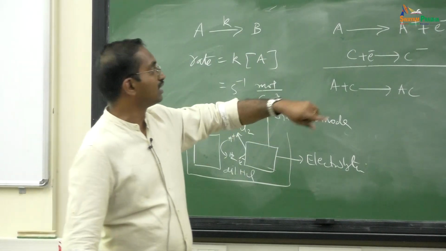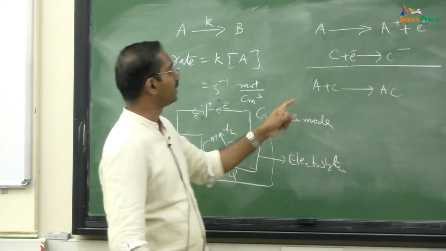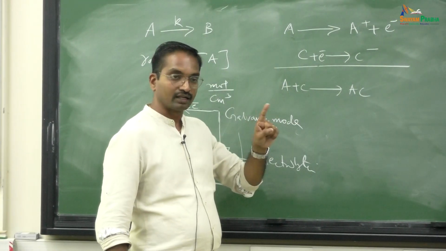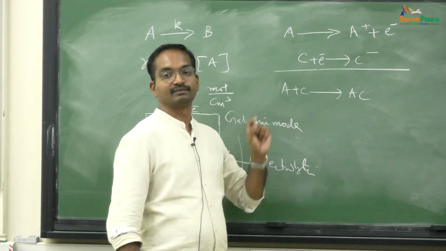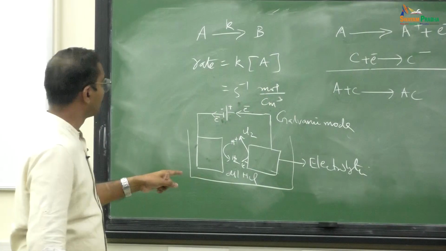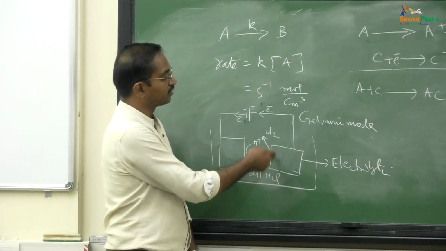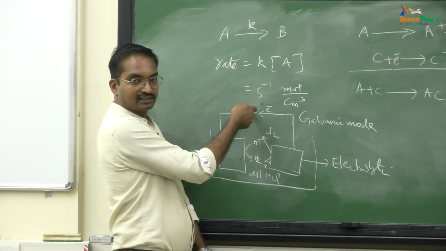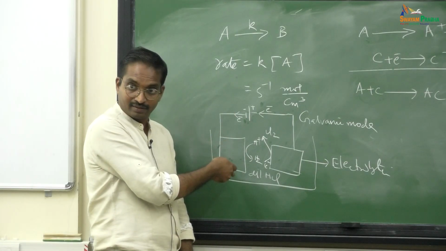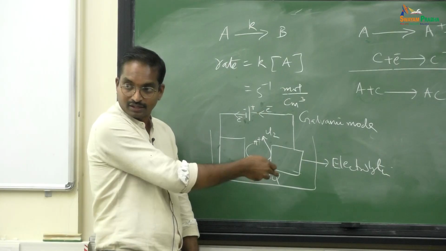If the electron does not travel through the external circuit, for example, if I mix A and C, the electron need not travel through the external circuit. The electron will go from A to C directly. That is a chemical reaction. If you let the electron, say A oxidizes here to A plus, and the electron goes like this, comes this side, then C takes that electron, becomes C minus. Then you produce AC in the solution.